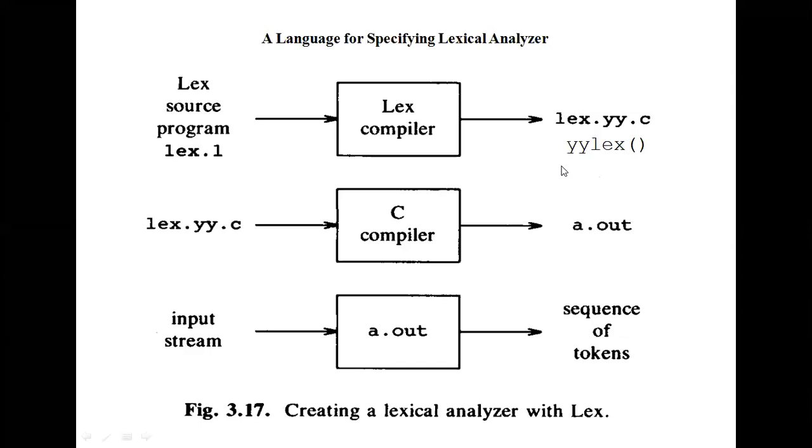Lex actions are associated with every regular expression, and these actions are simply pieces of C code. What it means is the C code is directly carried over to the lex.yy.c file. Finally, the C compiler compiles this generated lex.yy.c file and produces an object program a.out.